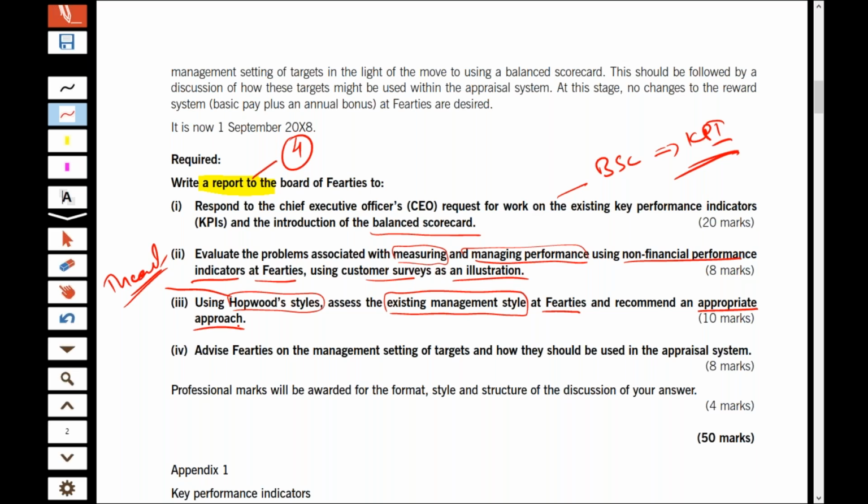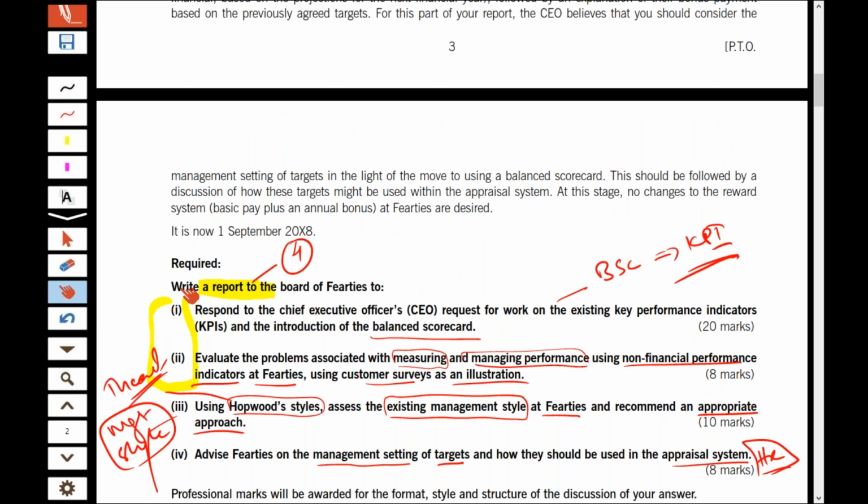Then it says advise Fairtees on the management setting of targets and how they should be used in the appraisal system. So there is something which is pertaining to the HR area. There is something which is pertaining to the management styles. So we are going to discuss these parts also. But first of all, the first two parts are majorly focused upon the things that we have actually already studied. So now let's start discussing this specific scenario.